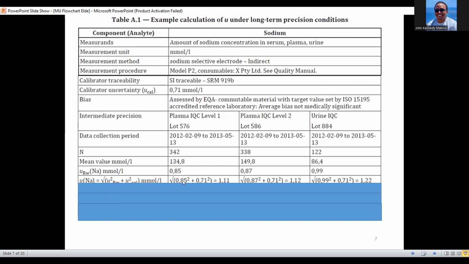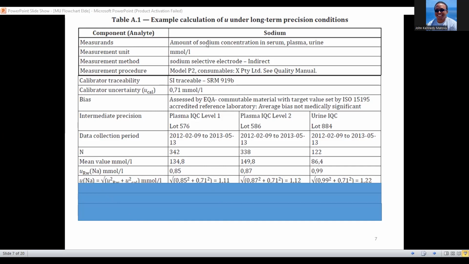Again, you need to square 0.85, that's your RW, and then you have to square 0.71, that is your uncertainty of cal. Get the square root, the answer is 1.11. 1.11 is the uncertainty for the measurand sodium in plasma at millimoles per liter. Are you guys following? Yes or no? Are we still good?